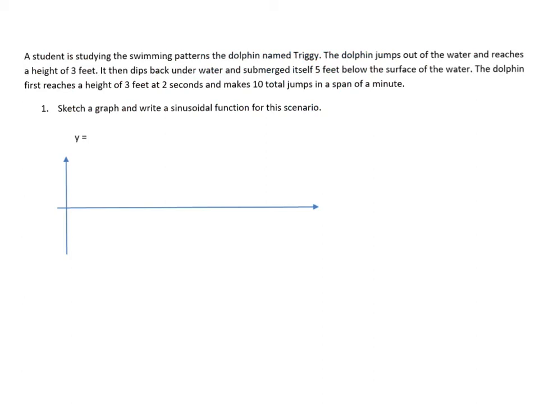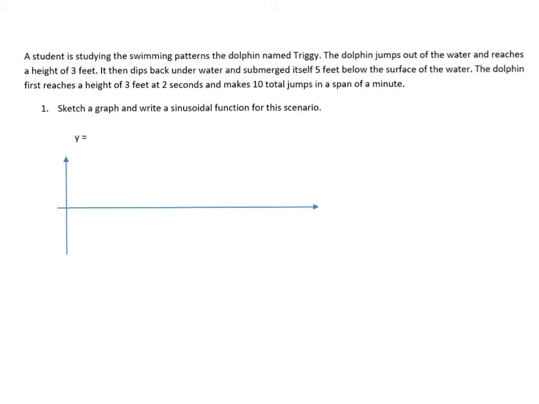So here's our problem. A student is studying the swimming patterns of the dolphin named Triggy. The dolphin jumps out of the water and reaches a height of 3 feet. It then dips back under the water and submerges itself 5 feet below the surface of the water. The dolphin first reaches a height of 3 feet at 2 seconds and makes a total of 10 jumps in the span of 1 minute.